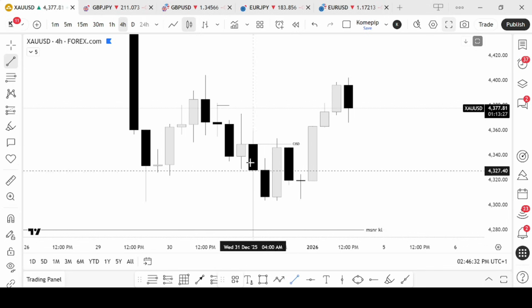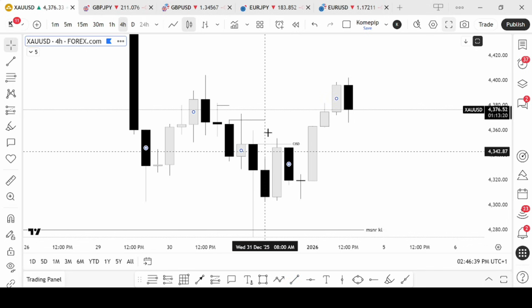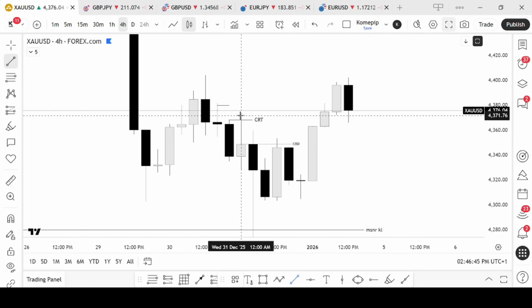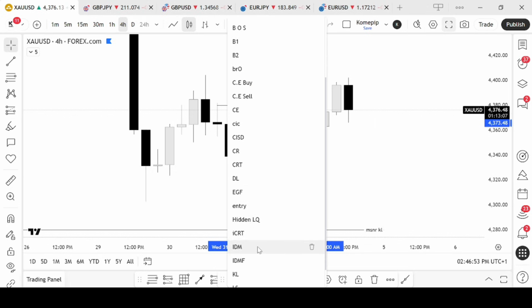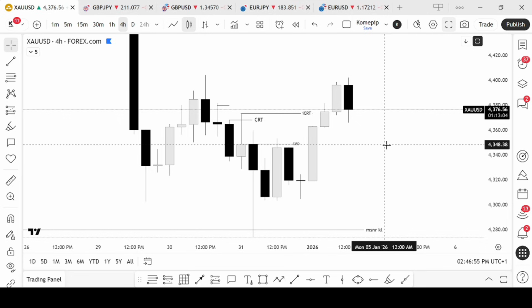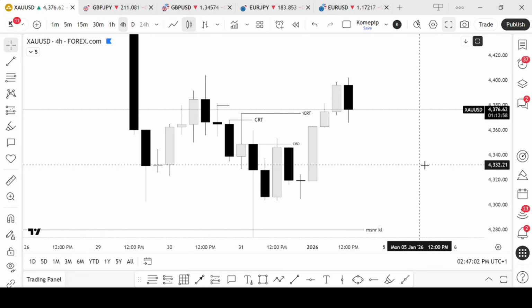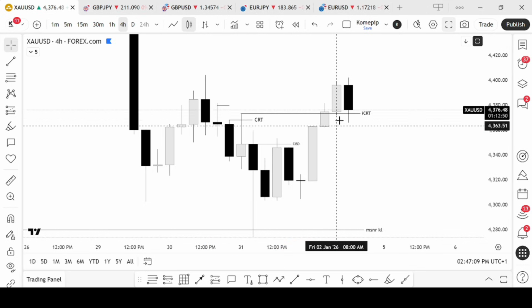So for example, we have this as a CRT here, right? These are CRT on the 4 hours, and what do we have here? It was broken, so that becomes our inverse CRT. It's not complex, it's very simple, and I just explained it to us now. Now that we have our inverse CRT on the 4 hours, yeah, this is it. What happened? This next candle came, taps it and pushes up.